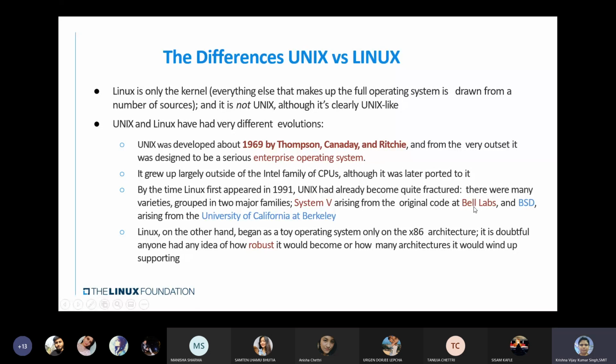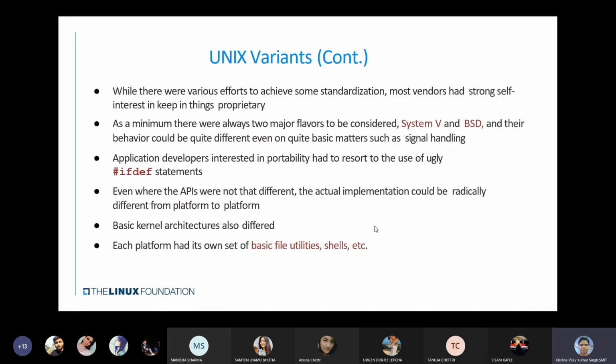Okay, System V, Bell Laboratories, BSD, University of California at Berkeley. So these two versions are very popular. Different vendors are trying to be either System V compliant or BSD compliant. So they are making some changes in their operating system to become System V compliant or BSD compliant.